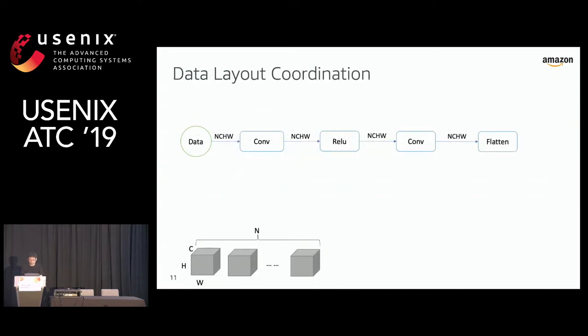So let's first take a look at an example. Normally the default input data layout is NCHW, where N represents the batch size and C represents the input channel. H and W represent the feature map's height and width, respectively. The order is the same as in memory, which means N is the outermost axis and W is the innermost. So different data layouts will lead to vastly different performance.